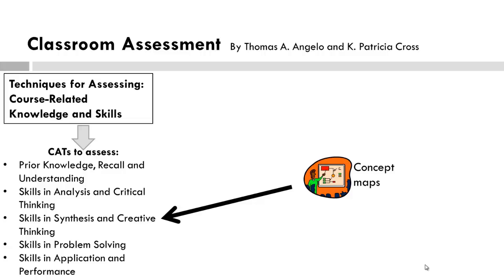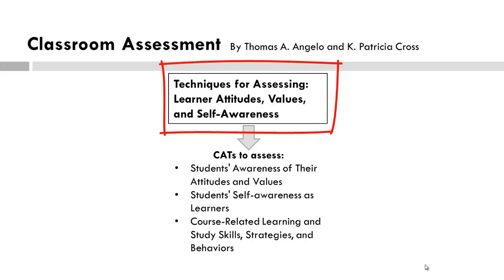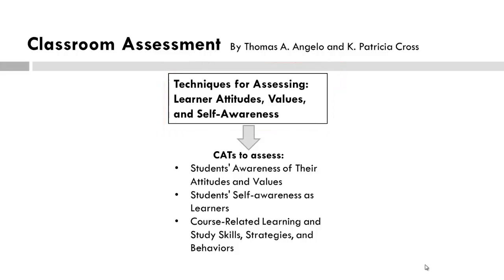Do you have to use this strategy and any of the others we have examined only at the end of the class? Could students complete some of these activities during the class? Before? Why? Now let's look at examples of classroom assessment techniques for assessing learner attitudes, values, and self-awareness. First of all, what situations might warrant an assessment of these areas? Let's look at some examples to help you figure this out.